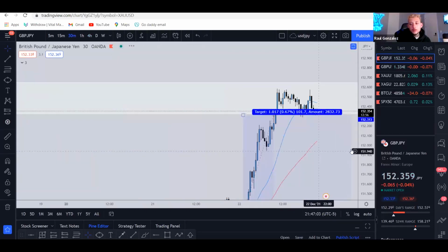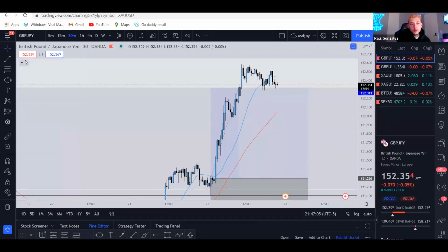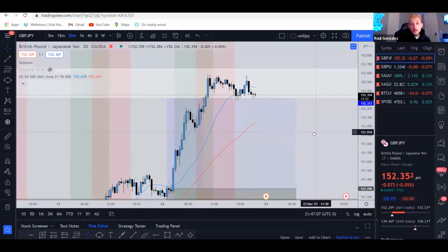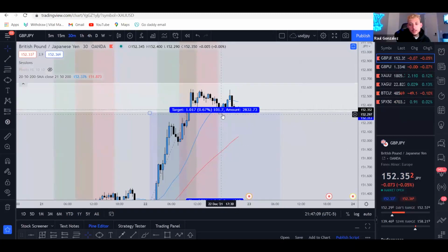What I would then do is go down to a 30-minute time frame, and let's open up the sessions indicator, right? So this is the Asian session, right? The end, where this red zone ends, should be roughly 5 o'clock.